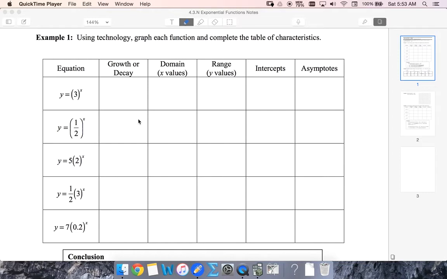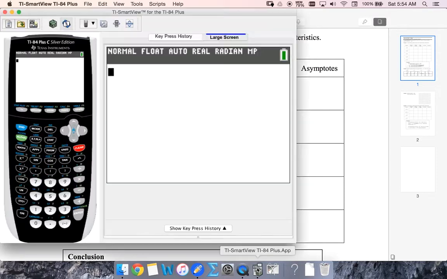So I'm going to do this first one with you, but then I'm going to stop the video and let you do the rest of this table for yourself, because this is really some exploration for you to look at and determine characteristics. So use technology, graph each function, and complete the table of characteristics. You could use your calculator or Desmos. I'm going to use my calculator.